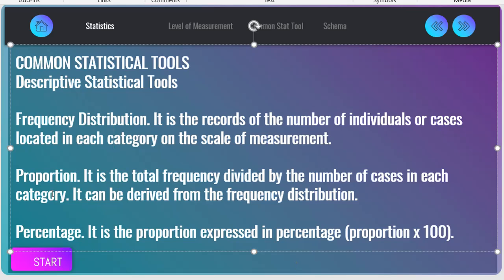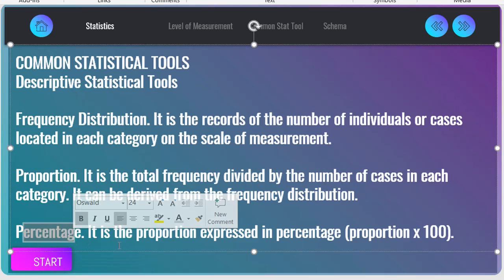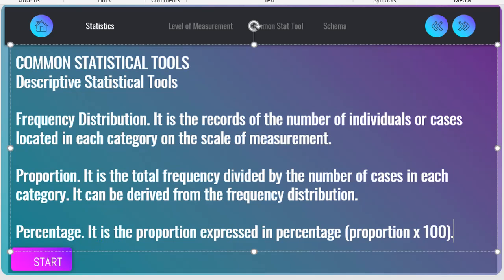For proportion, it is the frequency divided by the number of cases in each category. It can be derived from the frequency distribution. Proportion is also known as relative frequency. As for percentage, it is the proportion expressed in percentage. So we simply transform proportion to percentage.